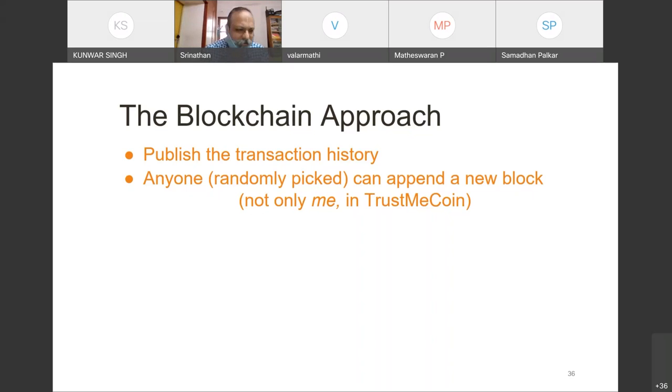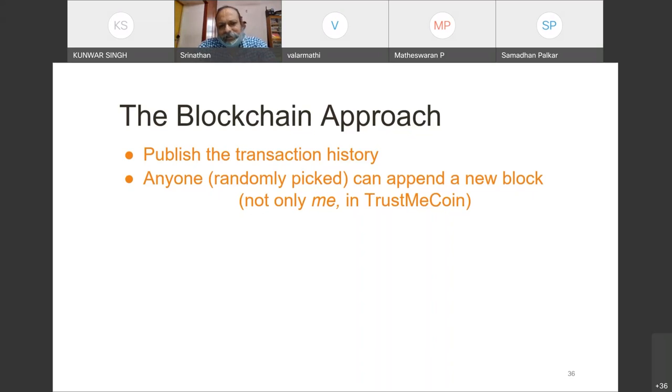The miner is randomly picked. How do you pick it randomly? It's a separate protocol. We'll not worry about that in this slide. That will be in the next few slides. But notice that if we want that property, and why do you need this non-monopoly property? It will be clear by the time we finish this slide itself and finish the blockchain approach.